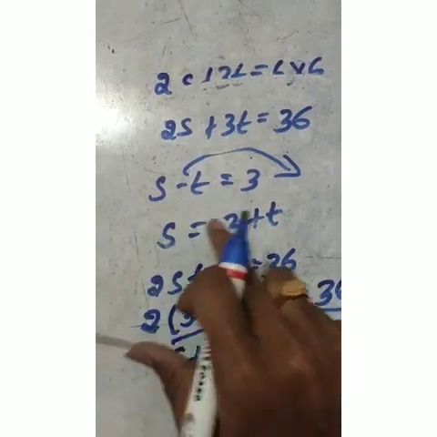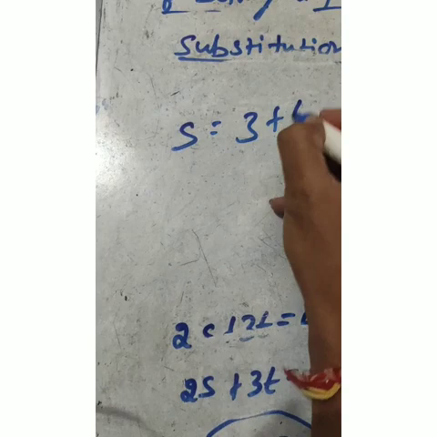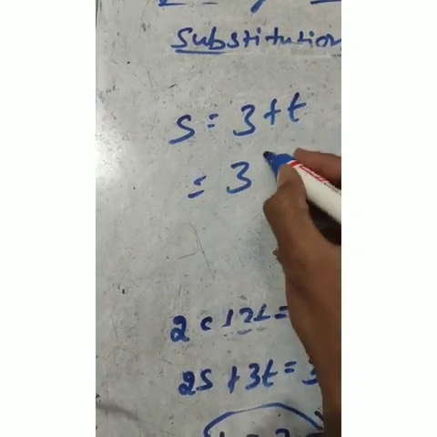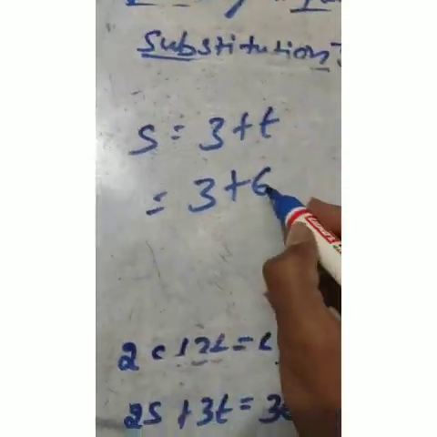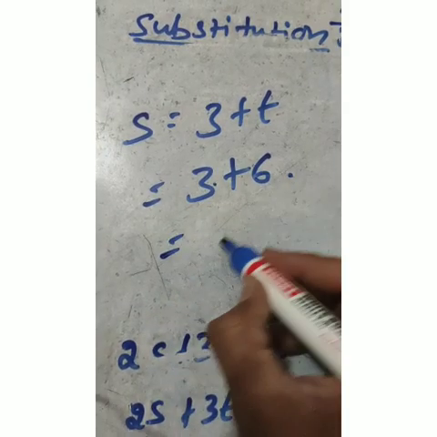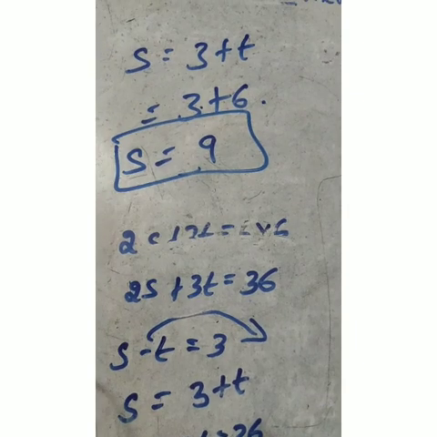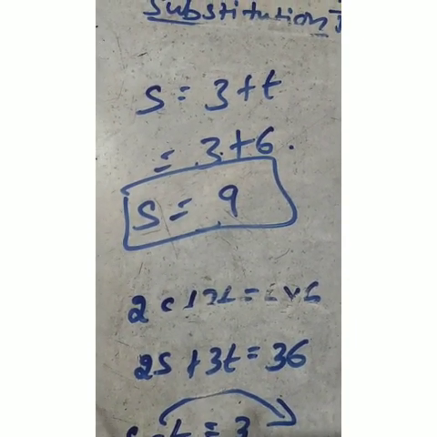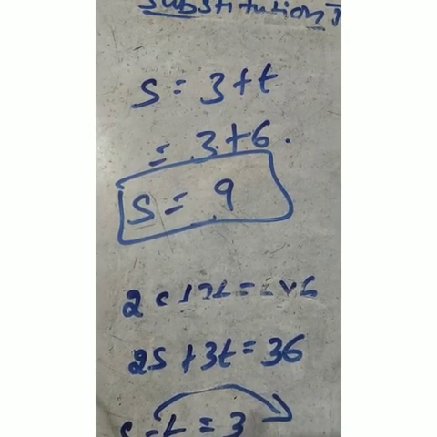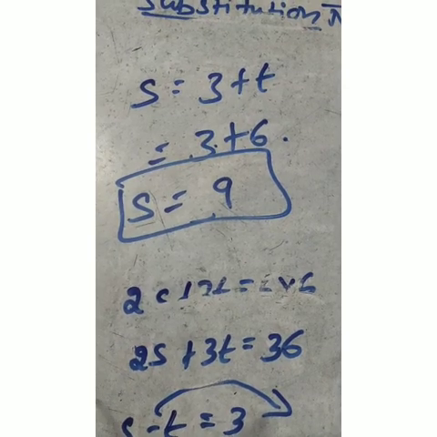Already we know that s is equal to 3 plus t. 3 written as it is. What is the value of t? We found t as 6. We substitute the value of t as 6. 3 plus 6 is what? 9. The value of s is 9. The value of t is 6. We can check it once again. We can verify the answers. In the place of s, you can substitute 9. In the place of t, you can substitute 6. You can check whether your answers are right or wrong.